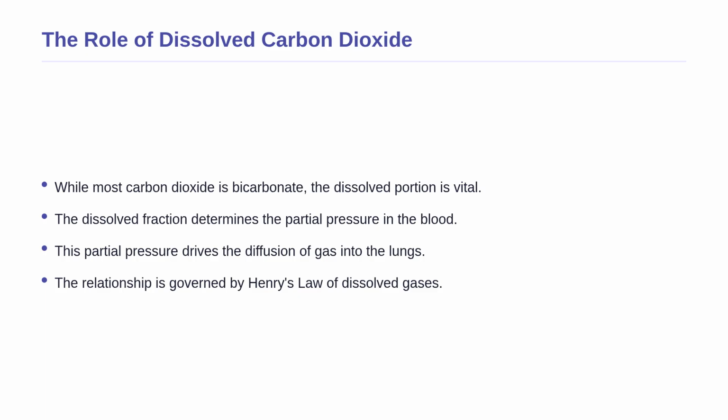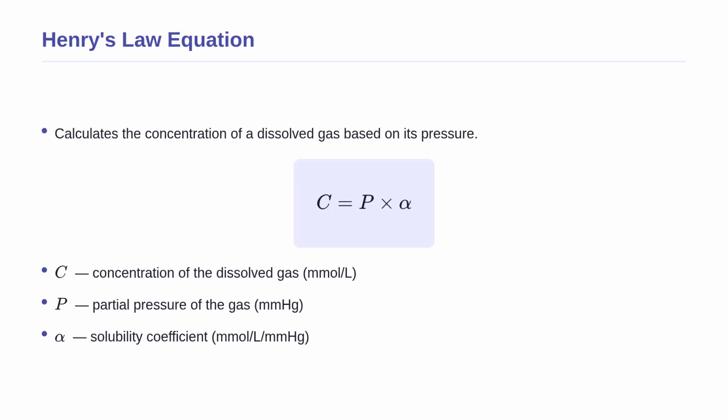To understand exactly how much gas is physically dissolved in the fluid based on its pressure, physiologists rely on a fundamental principle of physics known as Henry's law. This brings us to Henry's law. Conceptually, this law states that the concentration of a dissolved gas is directly proportional to its partial pressure.